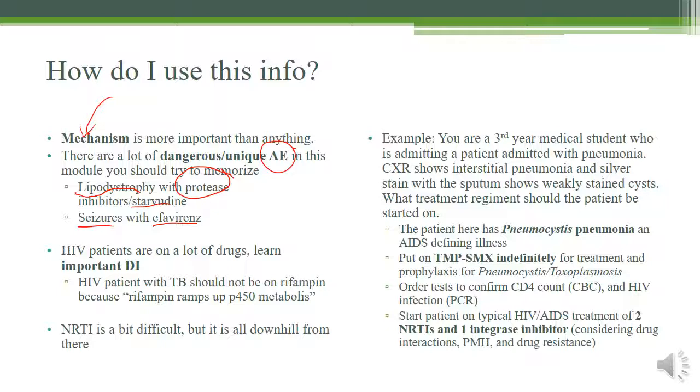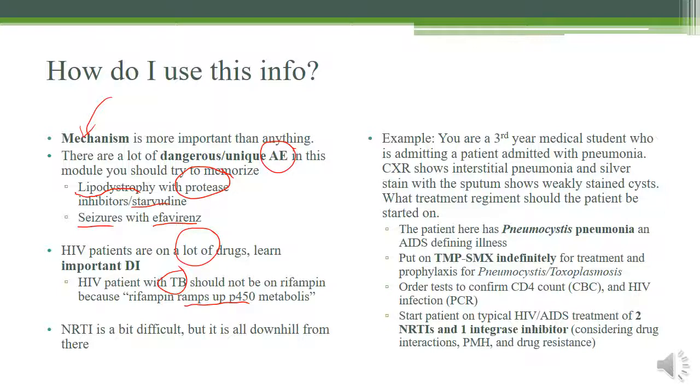Something you need to know is that HIV patients are often on a lot of drugs. So please learn the important drug interactions that you would expect with HIV patients. A lot of HIV patients also have TB, so you should know how the TB drugs are interacting with the HIV drugs. For example, rifampin ramps up the P450 system, and that increases the metabolism of a lot of the drugs that we use to treat HIV, making them pretty much not effective.